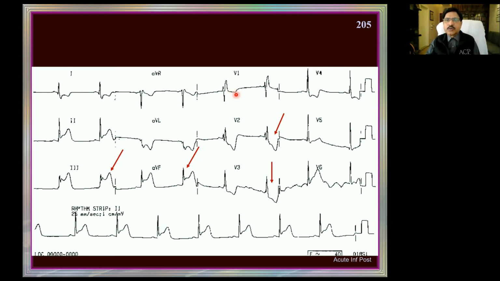Here we don't know whether this could be due to right bundle branch block or due to the infarction. But how do I know? Because the T waves are not in the same direction as the major deflection. Upward deflection is major, so they are in the opposite direction. If the T waves are in the opposite direction, look here, it tells me that there is infarct. If the T waves and the R wave are in the same direction, then it's no problem. If they're in the opposite direction, then it's important.